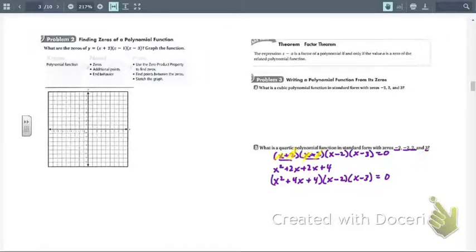Okay, now let's multiply those two together. We can't FOIL because they're not two binomials, so we're going to have to distribute. We have to multiply x by all three of those terms. So when we do that, x times x gives us x cubed. X times 4x is a positive 4x squared. X times 4, positive 4x.